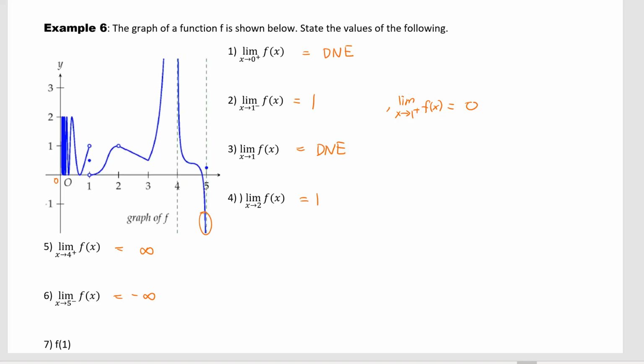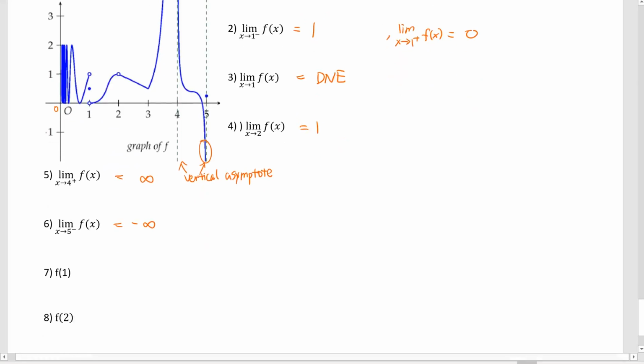So you can see we actually have vertical asymptotes at x equals 4 and 5. In section 2.4, we will talk more about vertical asymptotes. In section 2.5, we will talk about horizontal asymptotes. Okay, so what is f of 1? F of 1, right here, do we have a dot there? Yeah, this is a dot. It looks like this is 0.5. So we can answer 0.5.